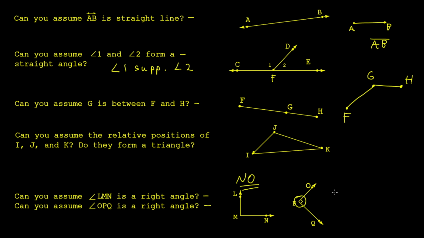That symbol right there means it is a right angle. So yes. Again, just to make sure, if you're not told this is a right angle, you cannot assume it's a right angle. Here you are told that this angle is because of that little square right there. So yes. So this is assumptions about lines, angles, and relative positions.